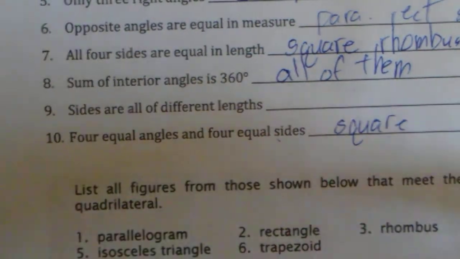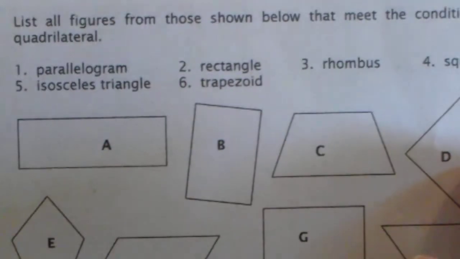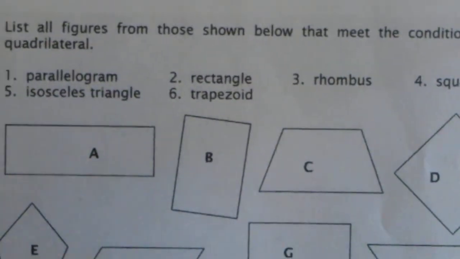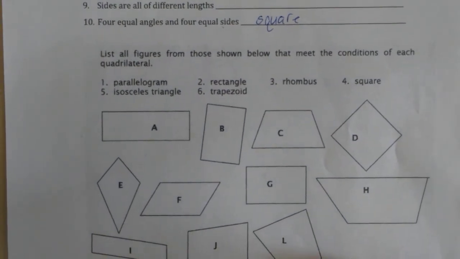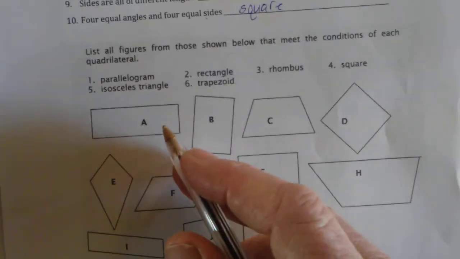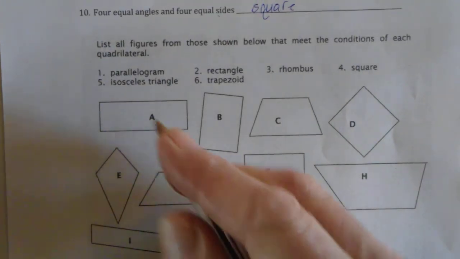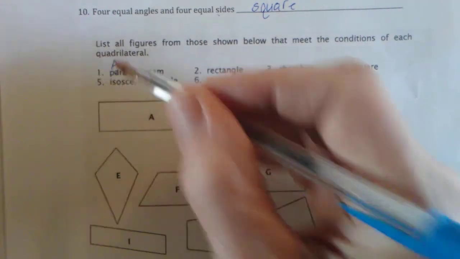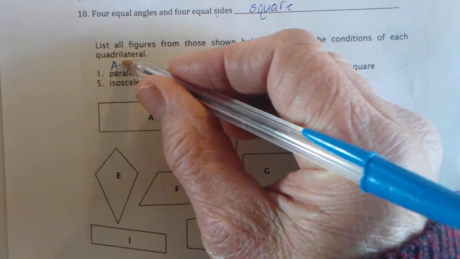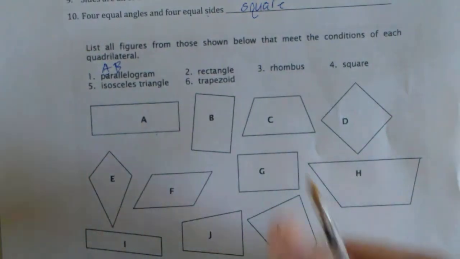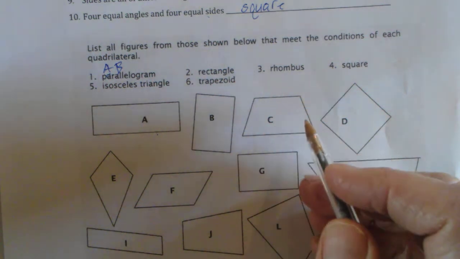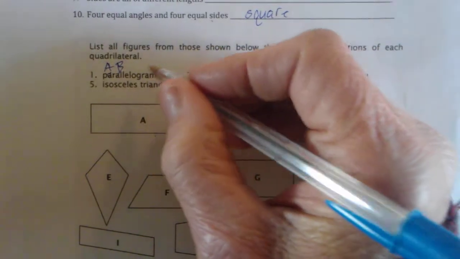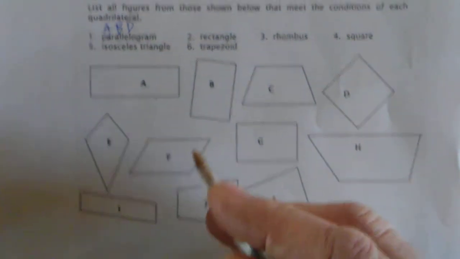Okay, moving on. List all figures from those shown below that meet the conditions of each quadrilateral. So, what we want to do is look for the ones that are parallelograms. Is that a parallelogram? Yes, it's a special one. A, B, C. What does it say? That condition of each quadrilateral. A parallelogram? No, that's not a parallelogram. D is a square on its side, but it's still a square. E, no. F, yes.